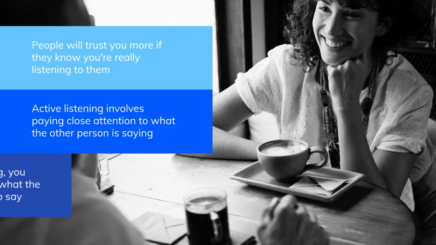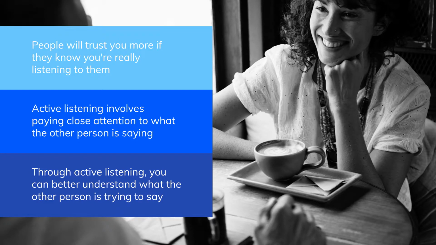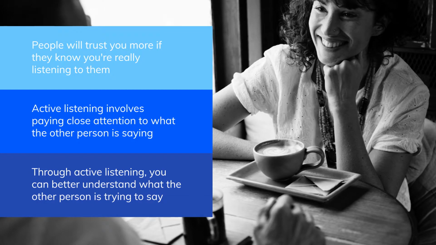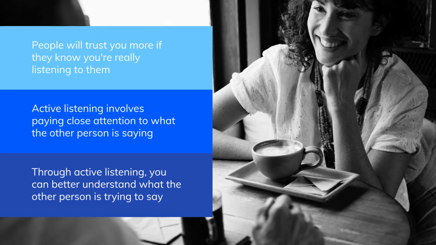Active listening involves paying close attention to what the other person is saying, then asking clarifying questions and rephrasing what the person says to ensure we understand. Through active listening, you can better understand what the other person is trying to say, and you can respond appropriately.